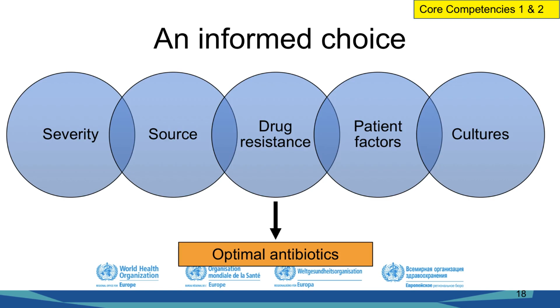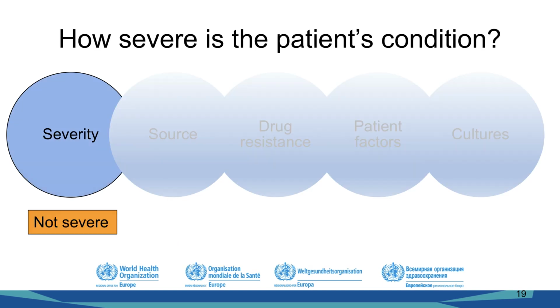Let's return to our case and discuss the principles of empiric antibiotics for patients with acute diarrhea. First, how severe is this patient's condition? Not severe. She has watery diarrhea, but not bloody diarrhea. She has normal vital signs and no signs of systemic illness except for fever. She is not severely dehydrated. She will not require hospitalization.